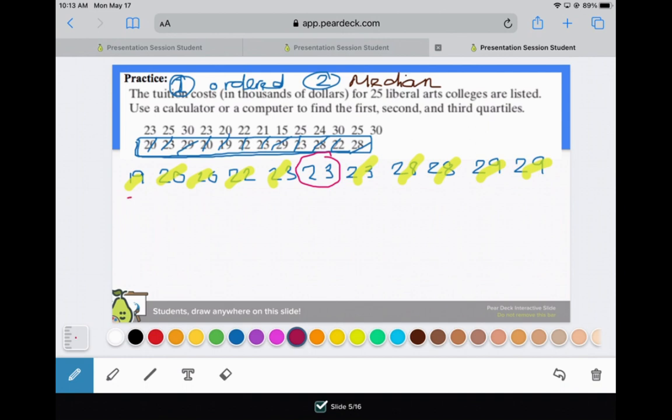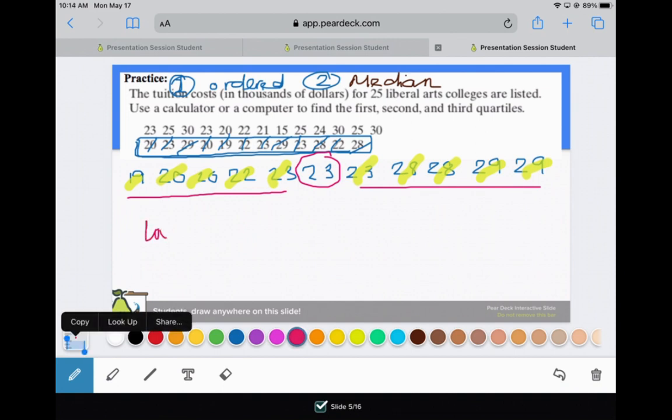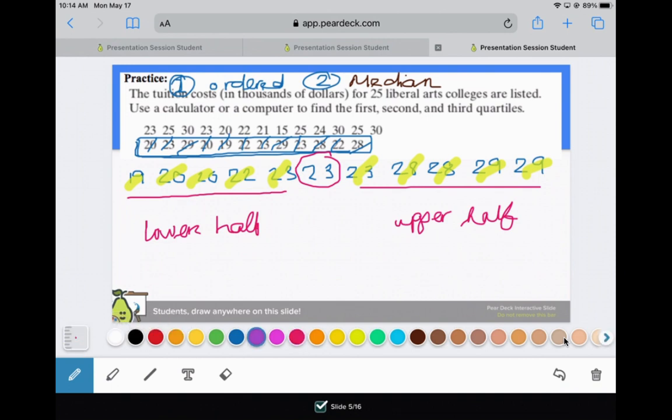So remember, when I have the median, I split my data into 2 equal parts. This one I call the lower half. And this side is the upper half. All right. So when I split this into 2 equal parts, the lower half and the upper half, what do I do with these two? What is my step 3? Put down step 3.